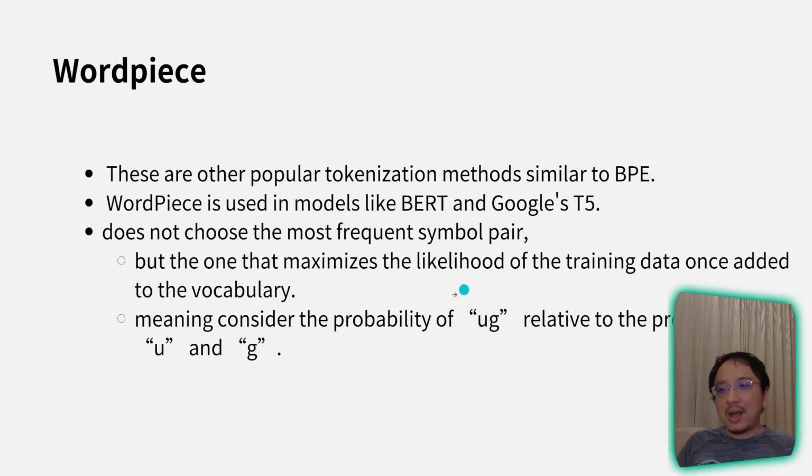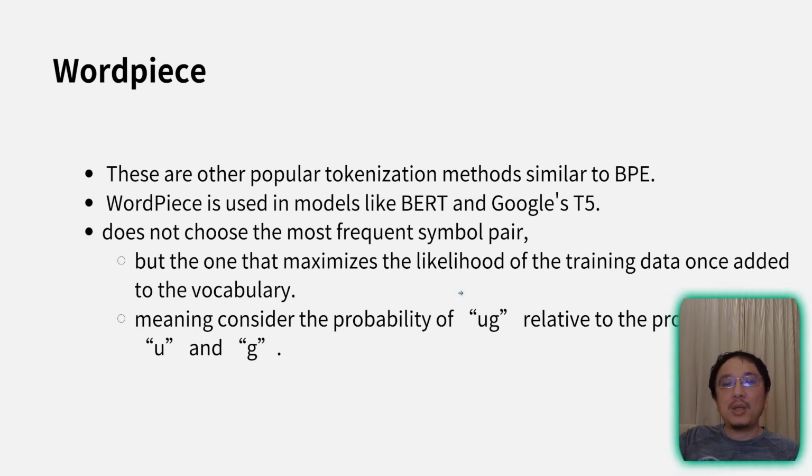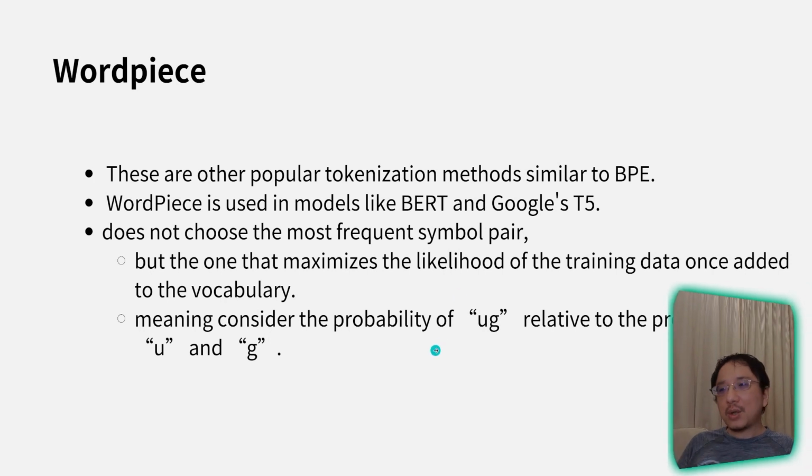So instead of considering the frequency of UG, it divides the frequency of UG by the frequency of U and the frequency of G to get a relative probability of UG. By considering this relative frequency, we find the most frequent pair and put it into the dictionary. So that's the difference between WordPiece and BPE.